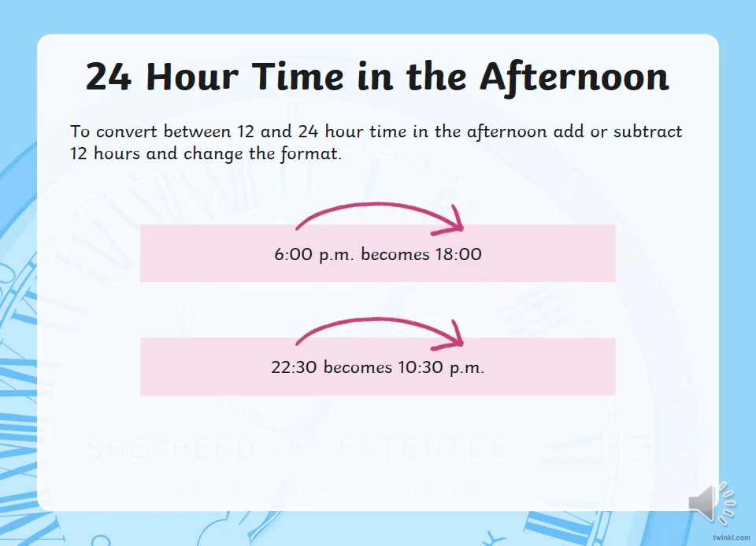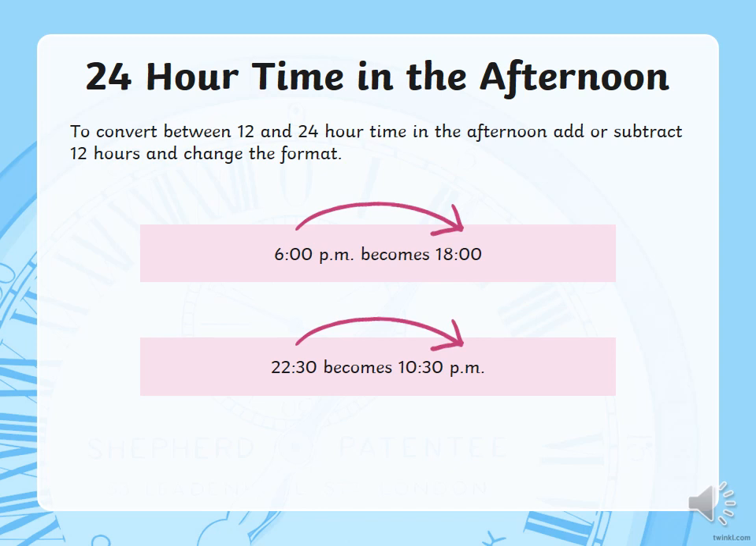Okay, so 24-hour time in the afternoon. To convert between 12 and 24-hour time in the afternoon, you need to add or subtract 12 hours and change the format. So if you're going to convert from the 12-hour clock to the 24-hour clock, you need to add 12, because 12 plus 12 is 24. So 6 p.m., you add 12, and then the digital clock should be 1800 hours.